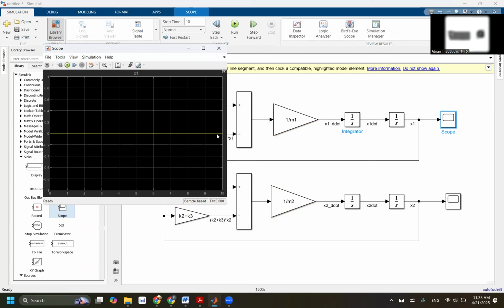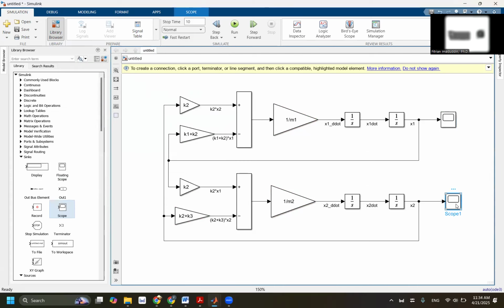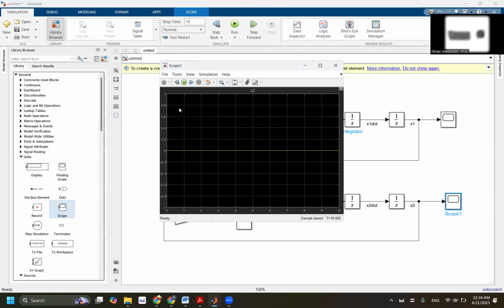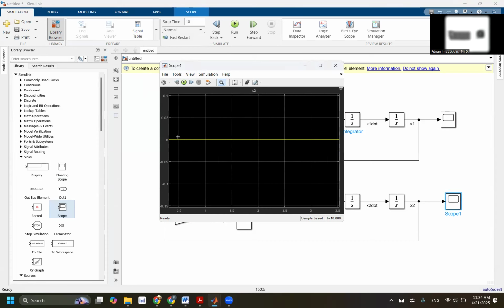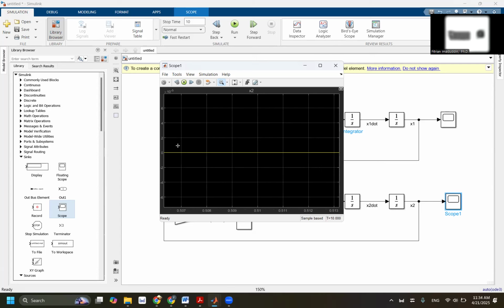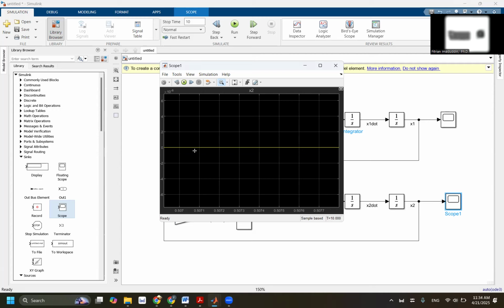Why? Want to reduce the scale? Define what? No. Unit, MATLAB doesn't care about the unit. It's SI. So 1 kilogram is M, then K is Newton per meter. Now, when we run it, both show nothing. You think we made a mistake? We should zoom it, zoom it, zoom it. Nothing. Strange, right?